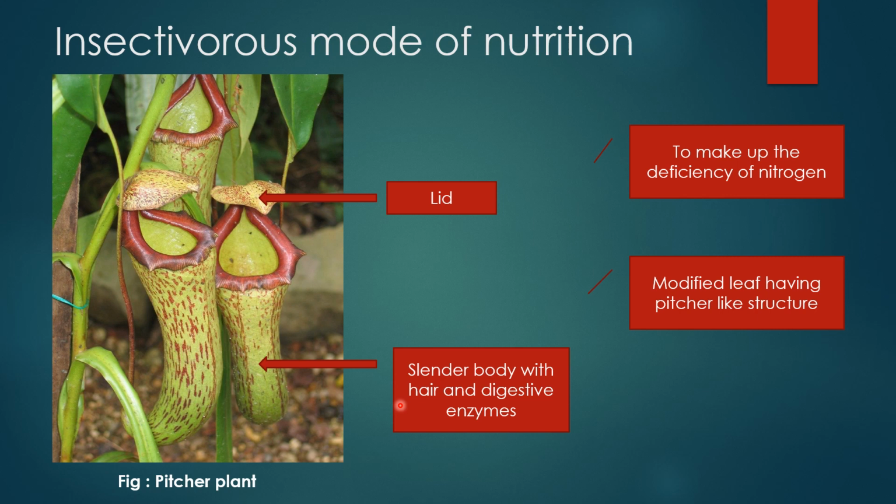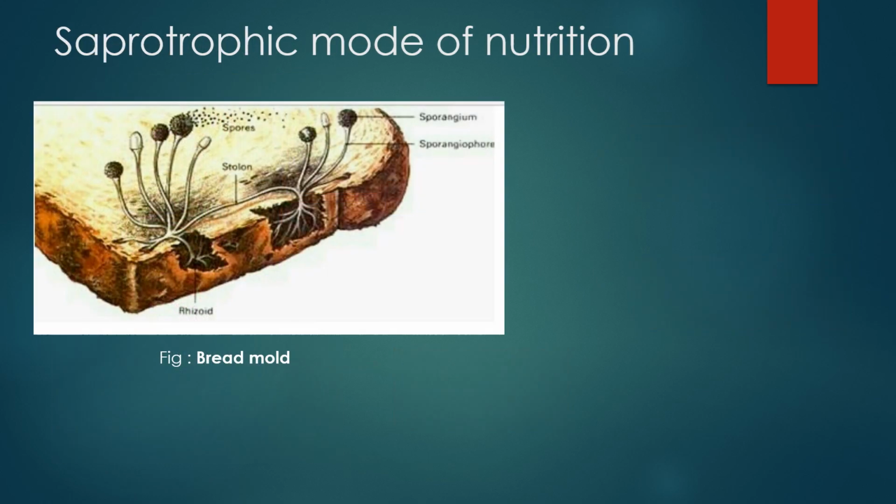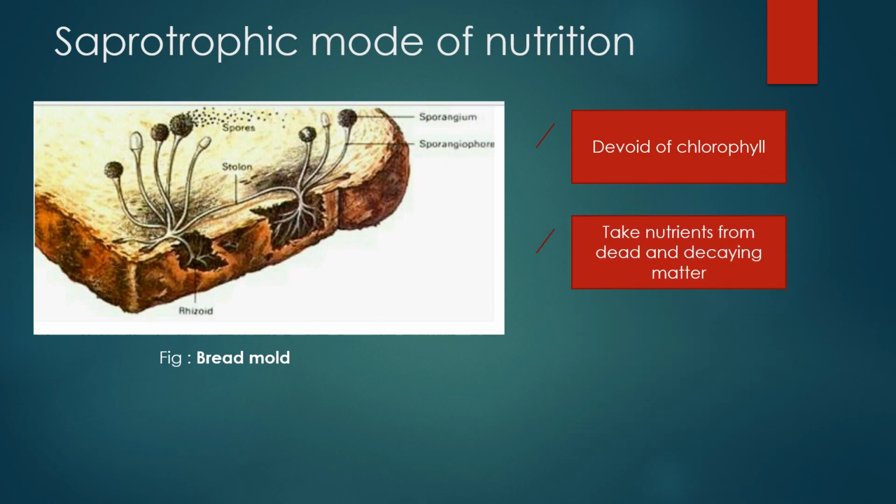Okay. So the next mode of nutrition is the saprotrophic mode of nutrition. Basically, this type of nutrition is followed by bread mold and other types of fungi. Fungi are totally devoid of chlorophyll, and in that case they derive their nutrients from dead and decaying matter, and thus they play a vital role in the environment as decomposers. They are important for the recycling of nutrients in nature. So the example shown here is the bread mold.